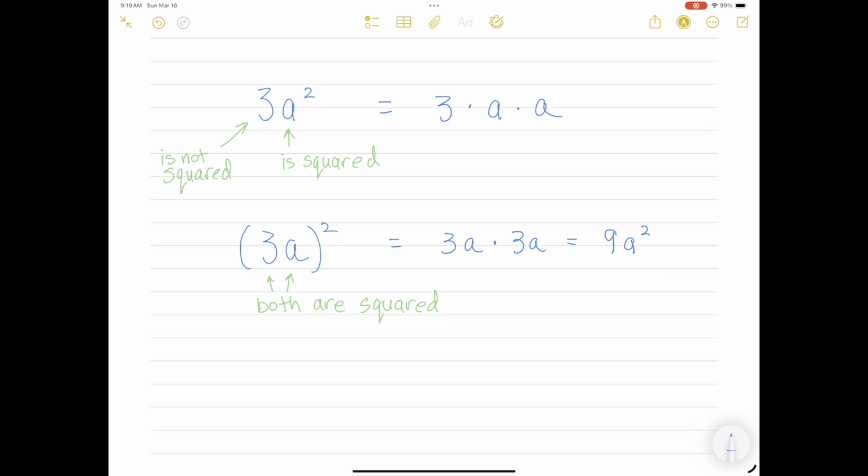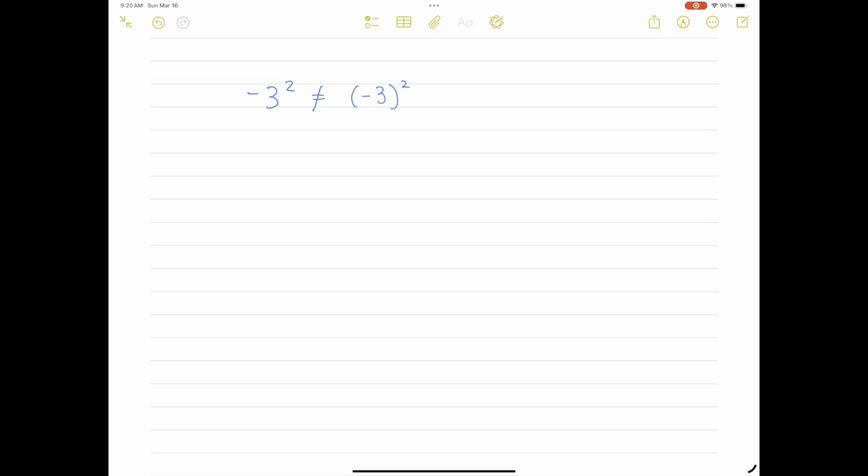Notice that negative 3 squared does not equal negative 3 within parentheses squared. Negative 3 squared equals negative 3 times positive 3, which equals negative 9. Meanwhile, negative 3 within parentheses squared equals negative 3 times negative 3, which equals positive 9, because two negative numbers multiplied together equals positive.